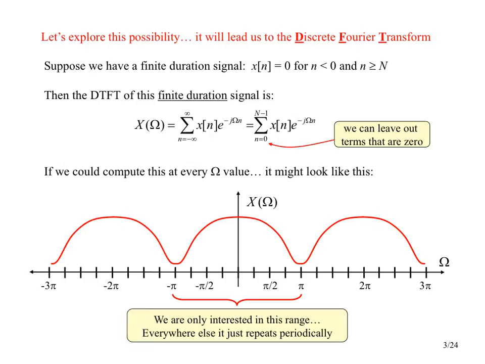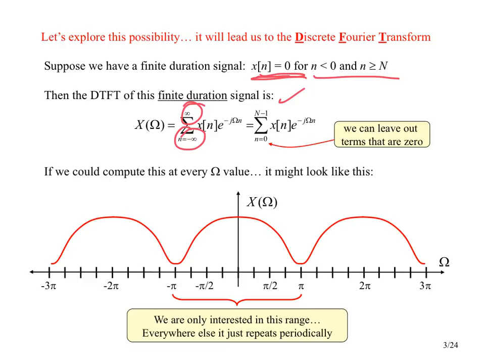So suppose we have a finite duration signal. We know that x of n is equal to 0 outside of some range, so for n equals 0 out to n equals N minus 1, the signal is non-zero only in that range. So instead of having to do an infinite sum, most of those terms are going to be 0 because x of n is 0 out there. So we can leave those terms out and we now get a finite sum.